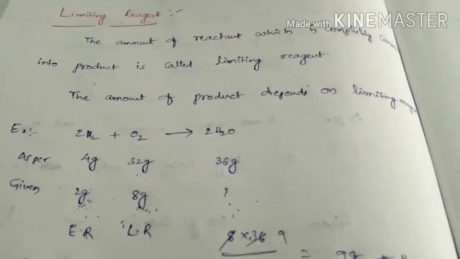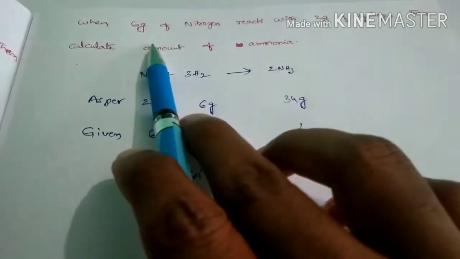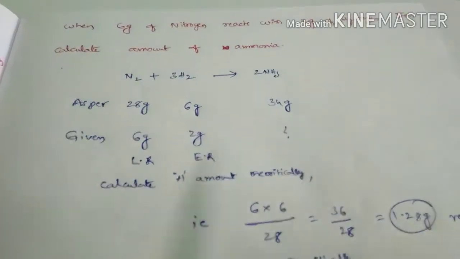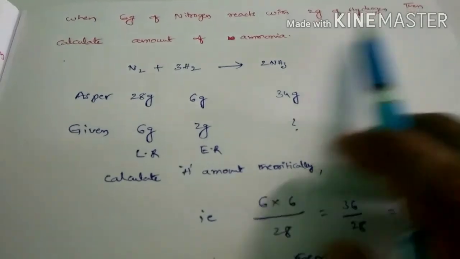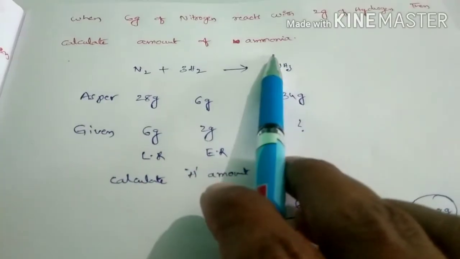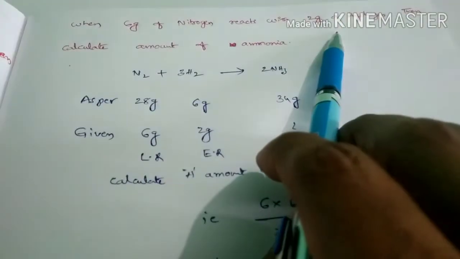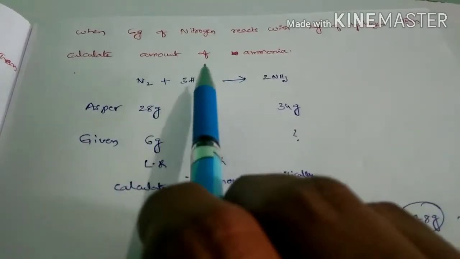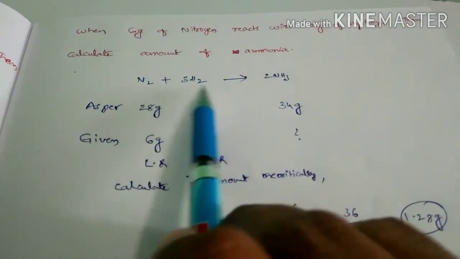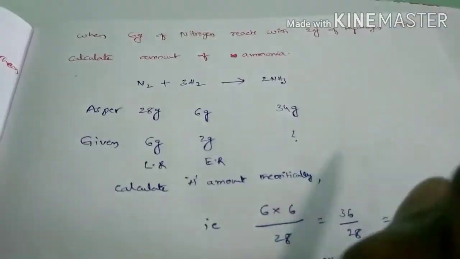Next, one more example. If we discuss one more example, you will get a clear idea. Suppose the question is: when 6 grams of nitrogen reacts with 2 grams of hydrogen, calculate the amount of ammonia. So here weights are given for nitrogen and hydrogen. When nitrogen and hydrogen combine, they form ammonia. For this type of model also we have to write the equation. If we are unable to write the equation, then we cannot solve this type of model.